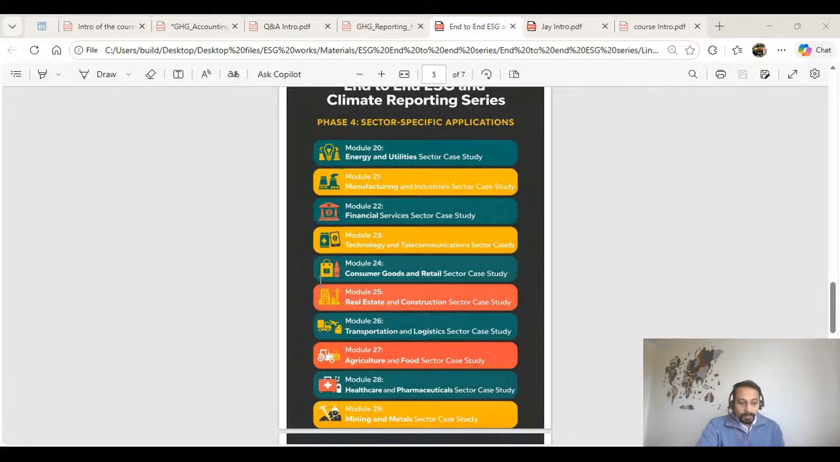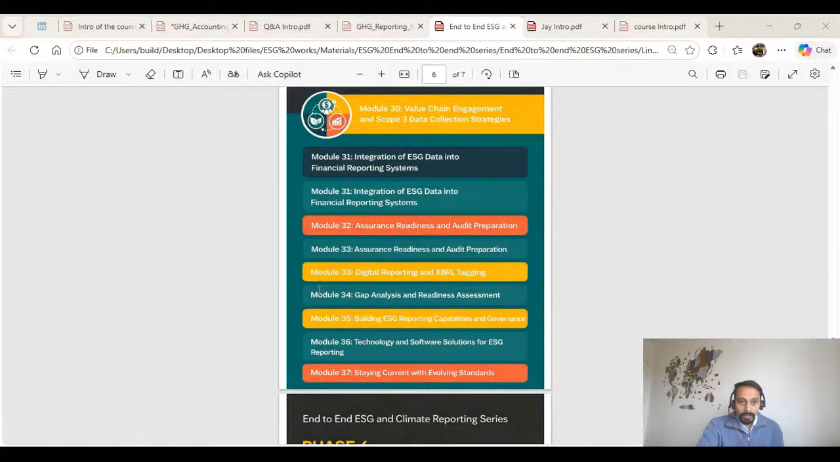So those are the things that are very important for the sector application, which covers phase 4. And under phase 5, we will cover the advanced implementations. That phase covers scope 3 supplier engagement, ESG data integrations into the various financial systems, assurance readiness, and digital reporting, because CSRD and FRANG is now going for XBRL reporting. So you have to understand, as an ESG analyst, climate reporting or sustainability professional, how this reporting works. And we will also see the gap analysis for the overall governance structures.